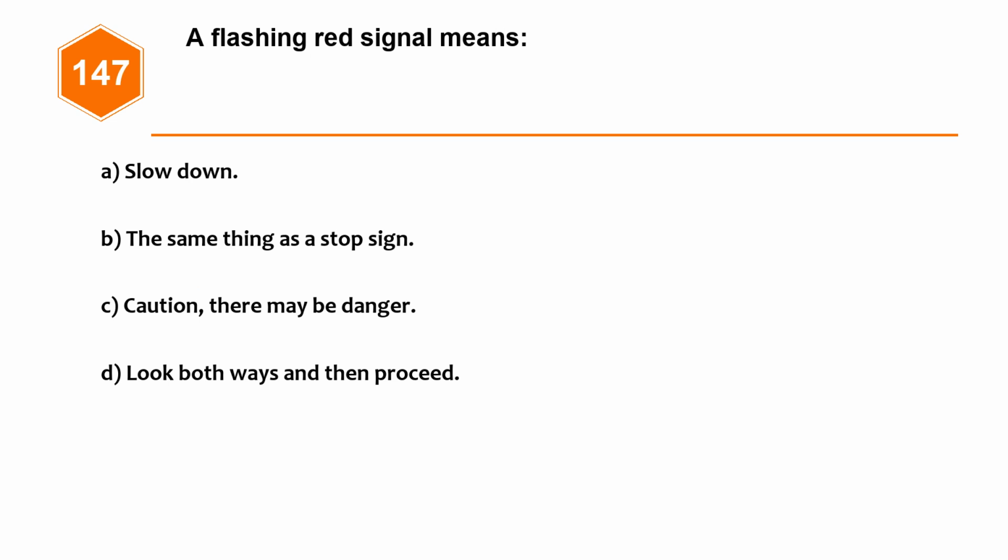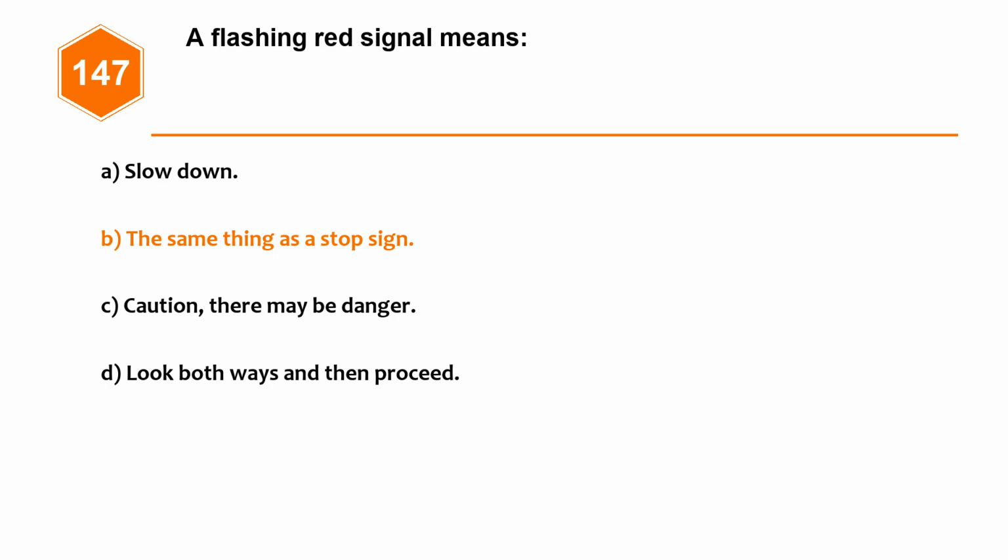Question 147. A flashing red signal means option A. Slow down. Option B. The same thing as a stop sign. Option C. Caution. There may be danger. Option D. Look both ways and then proceed.